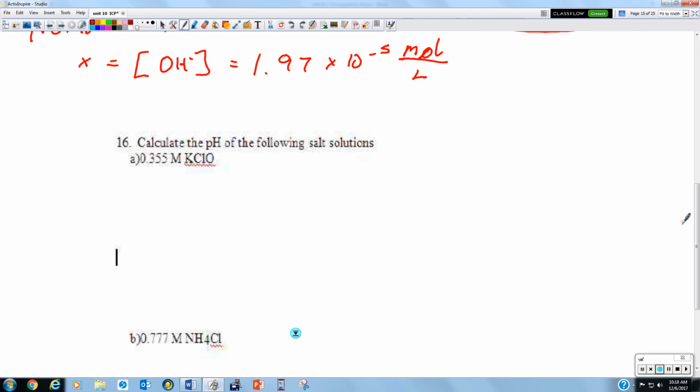All right, for numbers 16 and 17, for number 16, A and B are actual problems. C is not an actual problem. But let's go ahead and look at this. This one doesn't give you near the amount of information that the previous one did. It says calculate the pH of the following salt solutions. And so we have a 0.355 molar KClO3. Looking at this salt, which one is going to come from the weak parent?